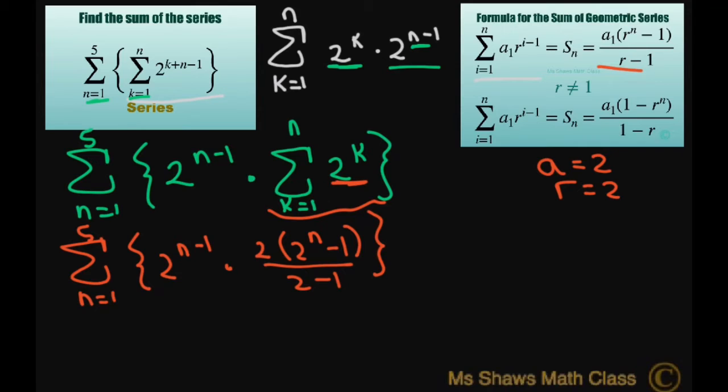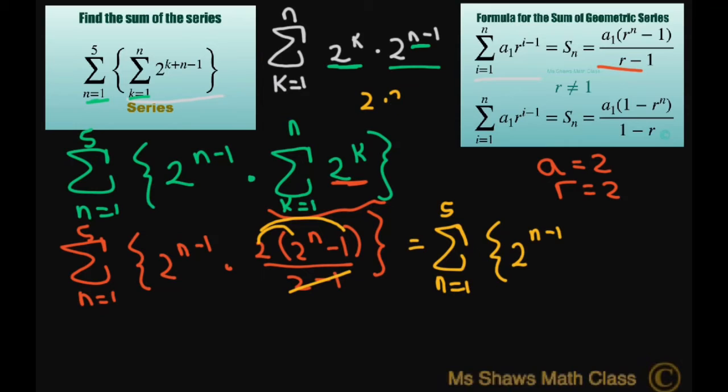All right. So simplifying this, we're going to get the sum from n equals 1 to 5, and we have 2 to the power of n minus 1. Now, this is just 1, so I'm going to cross that out. I'm going to distribute the 2. So 2 times 2 to the power of n is really going to be 2 to the power of n plus 1 minus 2 when you distribute that.